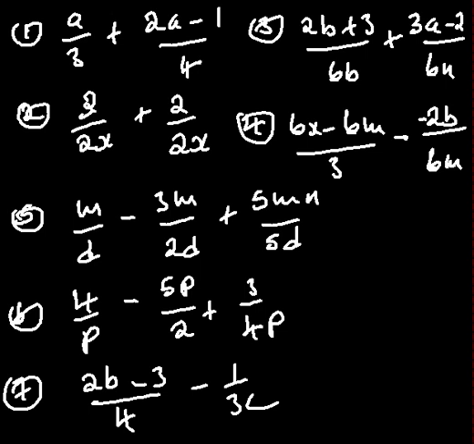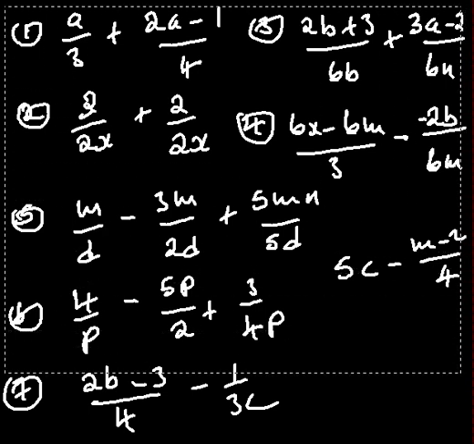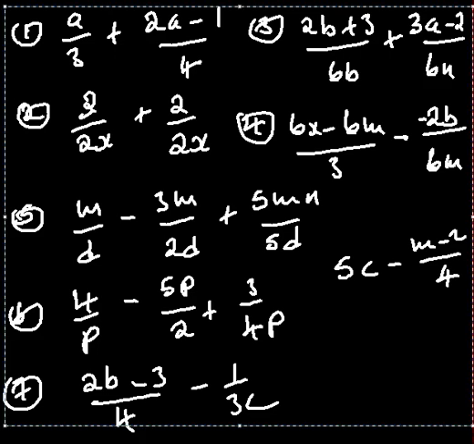And what if we have, let's say 5c and minus, let's say m minus 2 divided by 4? How should we have that? Now there's something you should understand as well. And what is that? If we have, let's say x, this is the same as having x divided by 1. If we have, let's say 5, this is the same as 5 divided by 1. That is how we express that as a fraction.